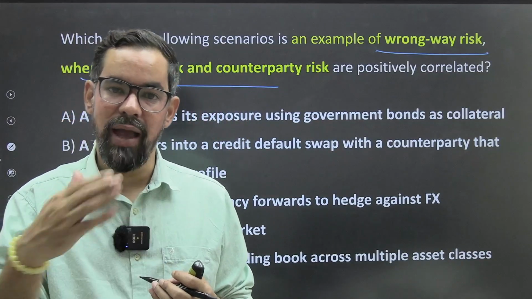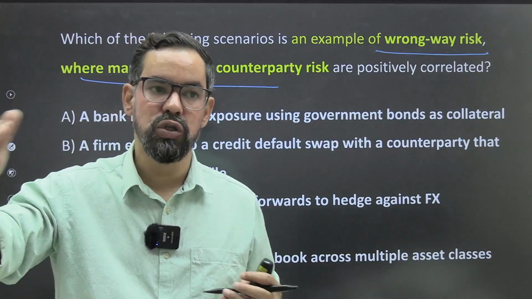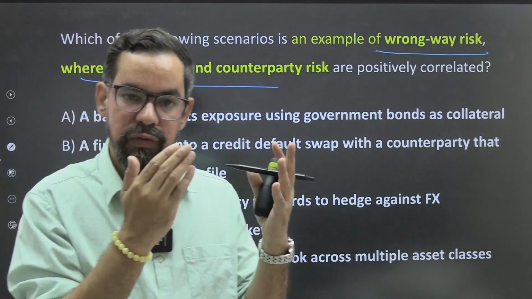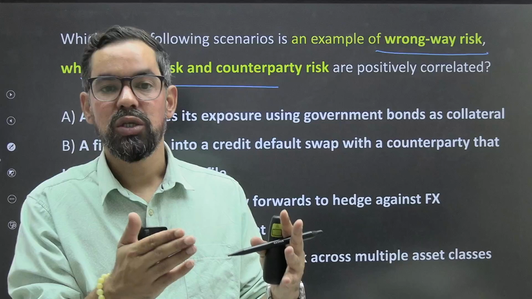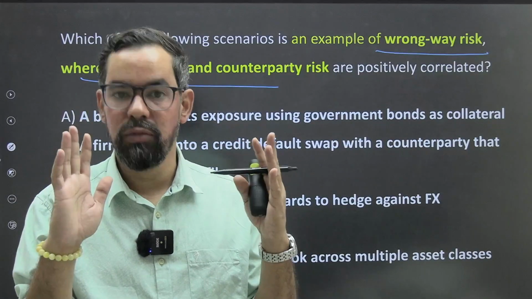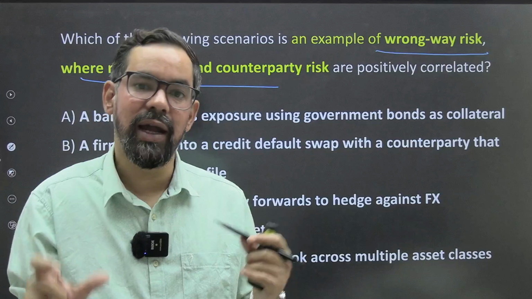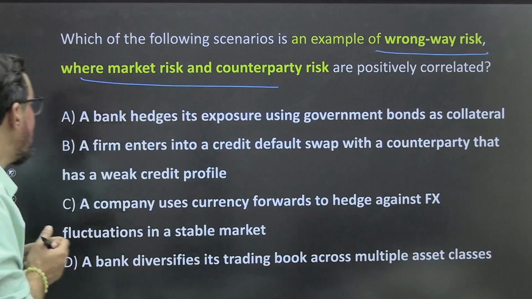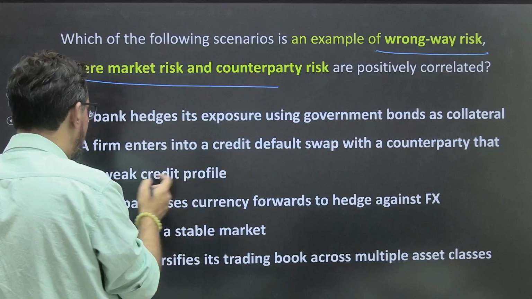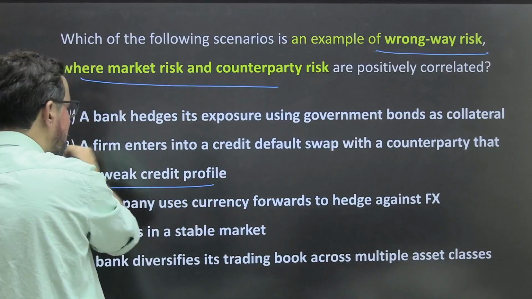Let's say your bank enters into a credit default swap with some other institution, and at the time of the default occurrence, when we approach that protection seller, they also become defaulted or insolvent. That is the kind of wrong way risk, okay? So a firm entered into a credit default swap with a counterparty that has a weak credit profile.